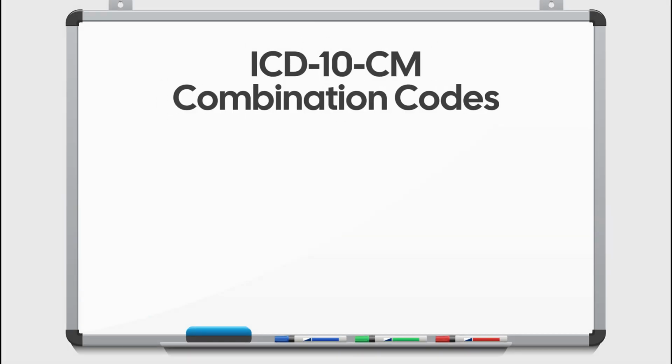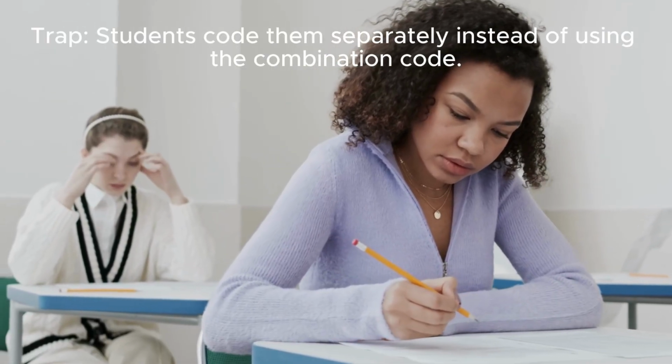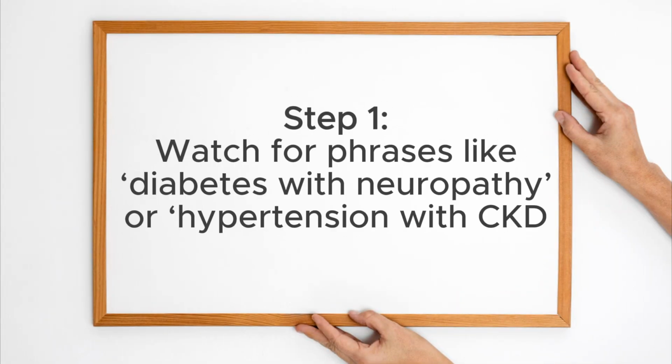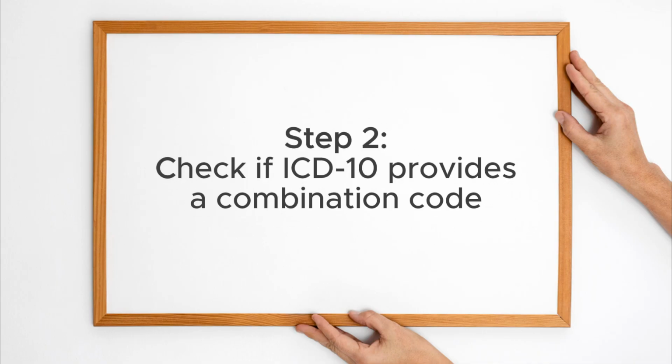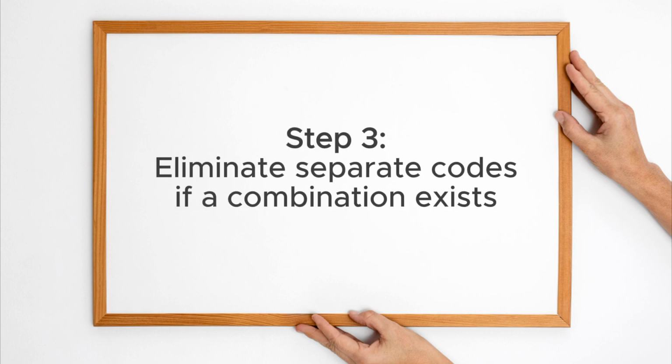Fourth, combination codes. Many CRC STEMs involve conditions that have one ICD-10 code that captures both the disease and the complication. Trap: students code them separately instead of using the combination code. Hack. Step 1. Watch for phrases like diabetes with neuropathy or hypertension with CKD. Step 2. Check if ICD-10 provides a combination code. Step 3. Eliminate separate codes if a combination exists.